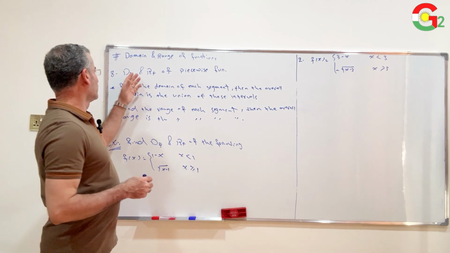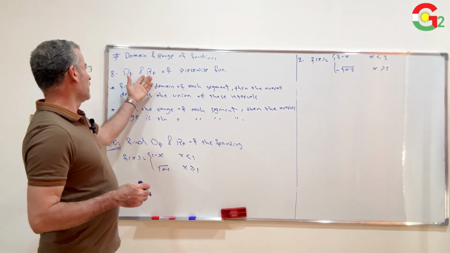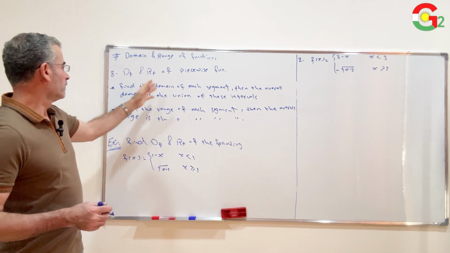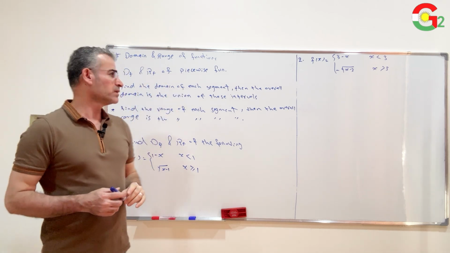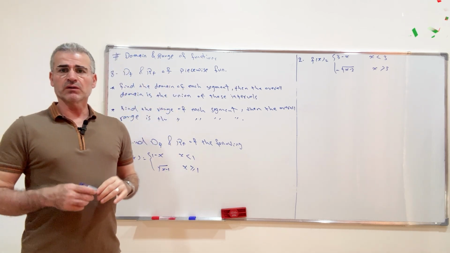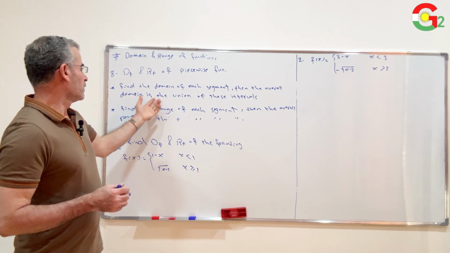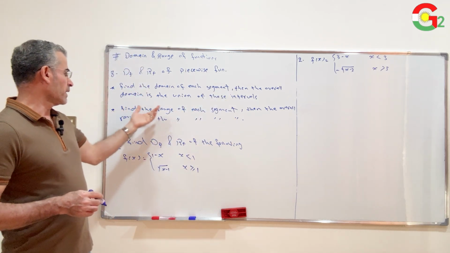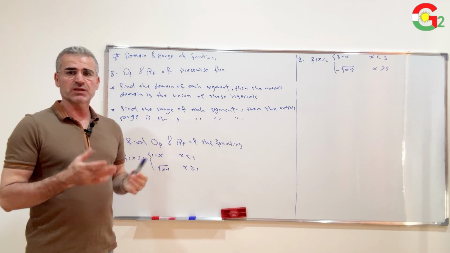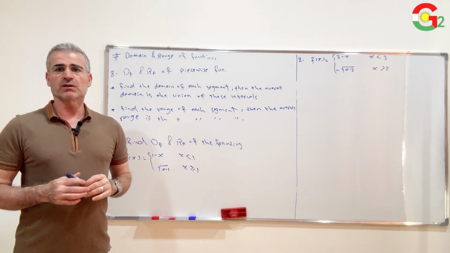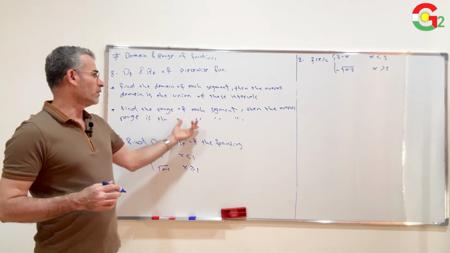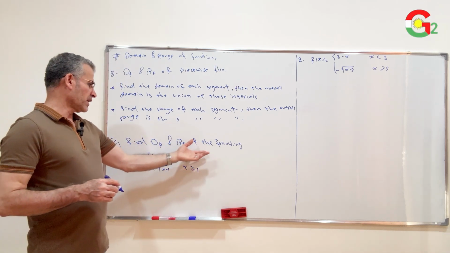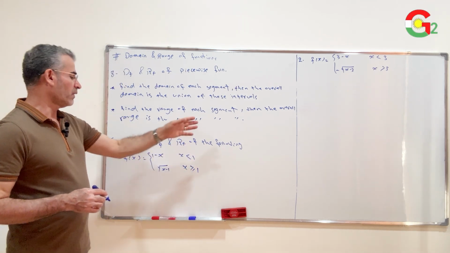Number 8, how to find domain and range of the piecewise function. For the domain, find the domain of each segment, then the overall domain will be the union of these intervals. Also, for the range, find the range of each segment, and the overall range will be the union of these intervals. Example, find domain and range of the following two functions.